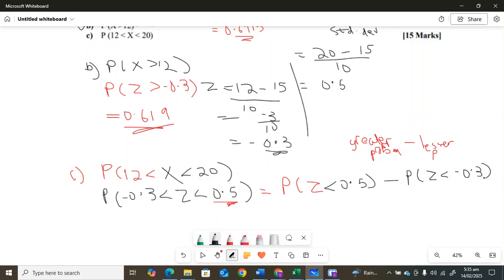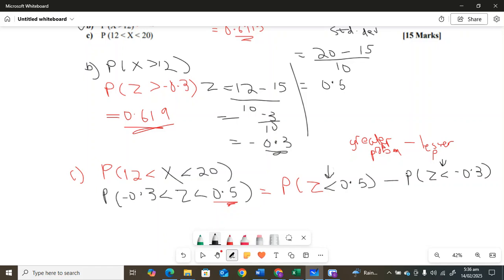When the letter is between two values, it's the greater probability minus the lesser probability. So usually the number at the right side is the greater one, the one at the left side is the smaller one. And then you maintain one sign. Notice here, we have maintained only one sign, the less than sign.